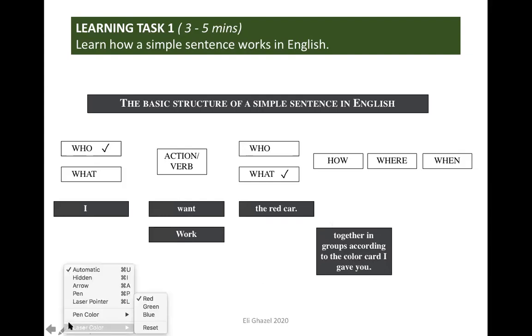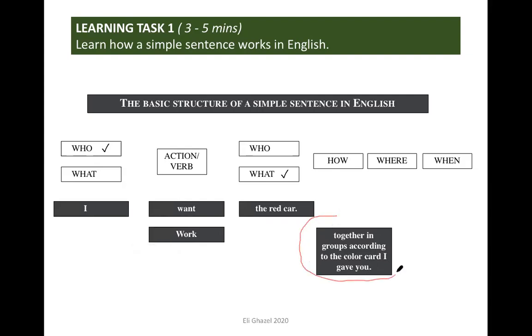This is a detail. A detail is a group of words that goes into one of the 6 parts of the sentences. Work. How do you want me to work? Together in groups according to the color card I gave you. This is a detail. Notice when I said at the beginning that some of the details are long. 1, 2, 3, 4, 5, 6, 7, 8, 9, 10, 11. 11 words, but your brain takes them as one meaning.